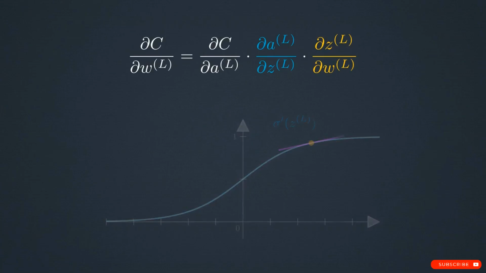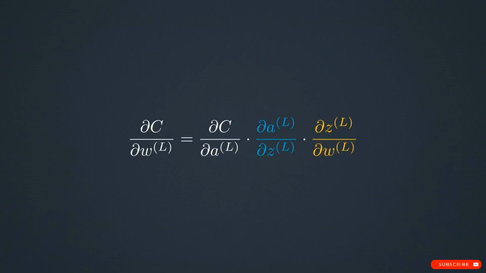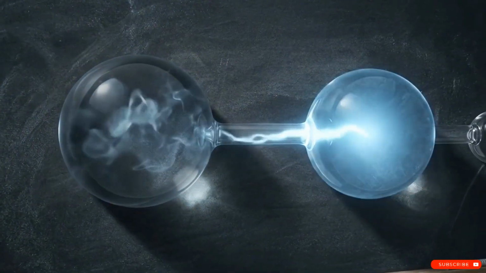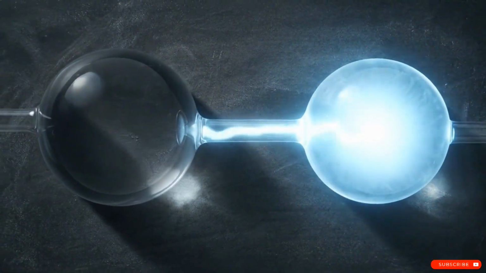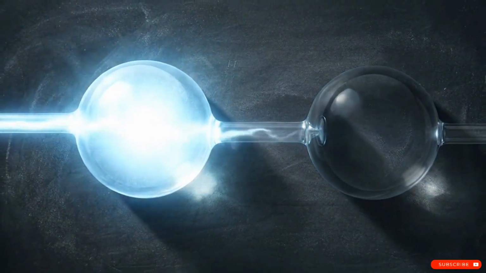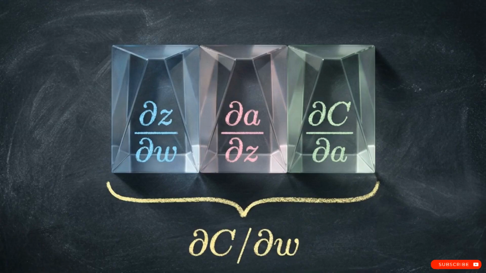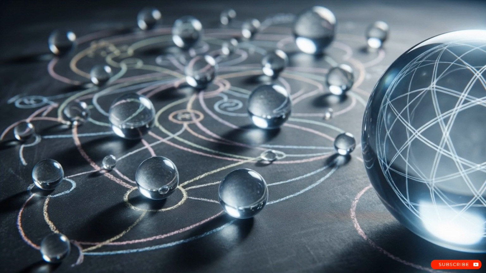The third component, the derivative of z with respect to the weight, evaluates simply to the previous activation. This reveals something intuitive. The weight's influence on the current layer is determined by how strongly the previous neuron is firing. If we were solving for a bias instead of a weight, this final local derivative would simply be 1. Multiplying these three localized derivatives gives us the exact sensitivity of the overall cost to a tiny change in that single weight.